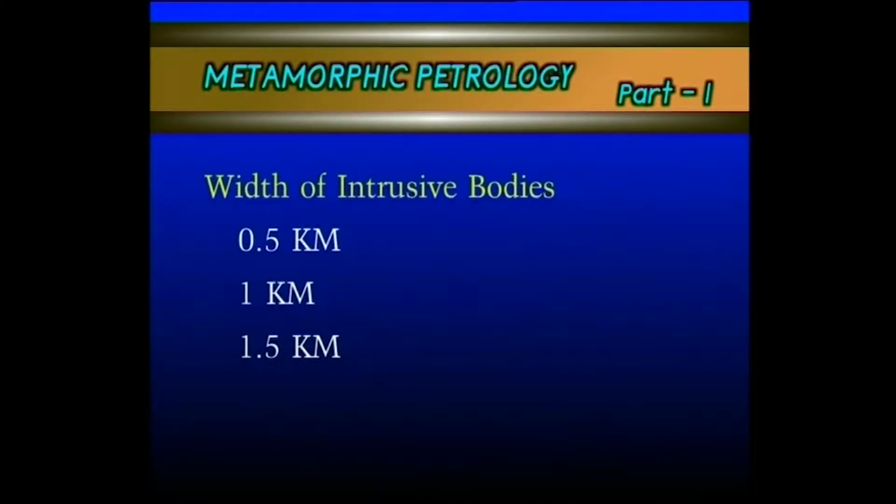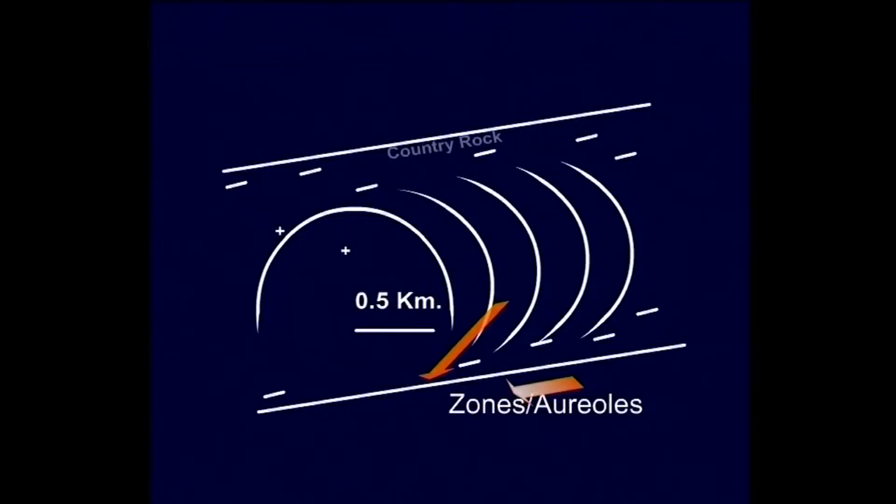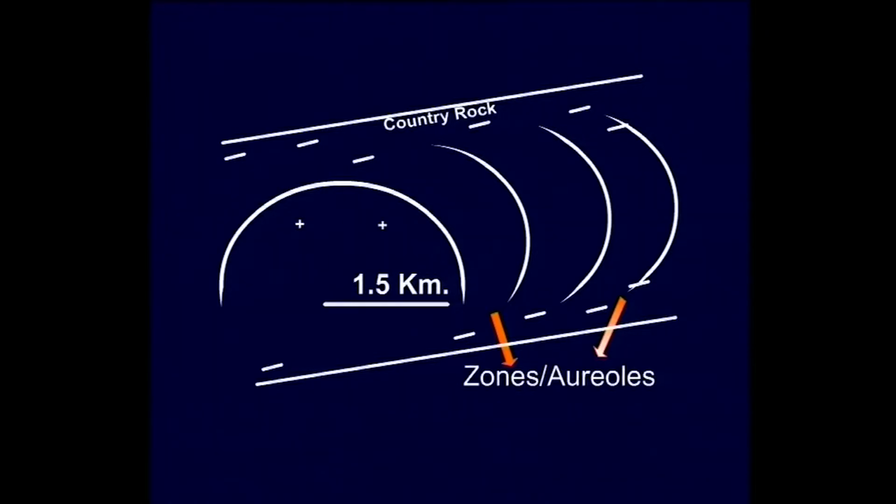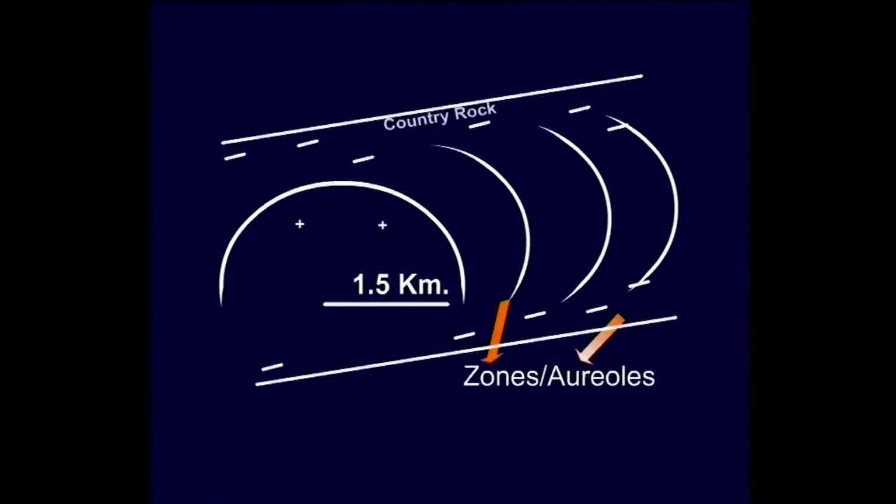Now look at the screen and see the width of the intrusive body. Say for example, nearly 0.5 kilometer, 1 kilometer, 1.5 kilometers. If these are the variations in intrusive bodies, what will be the effect particularly on metamorphism of the thermal category?